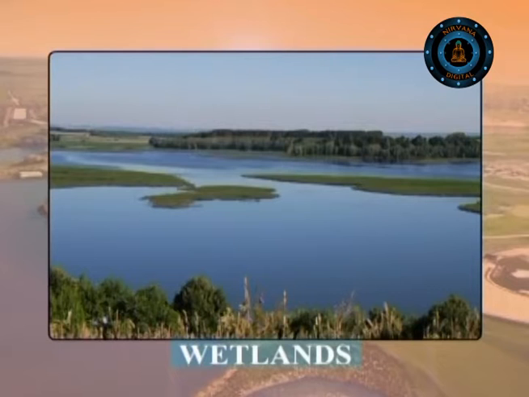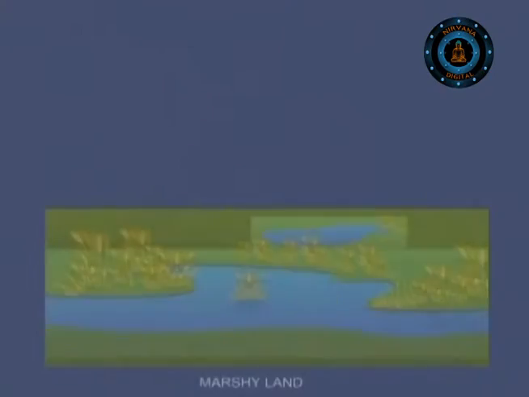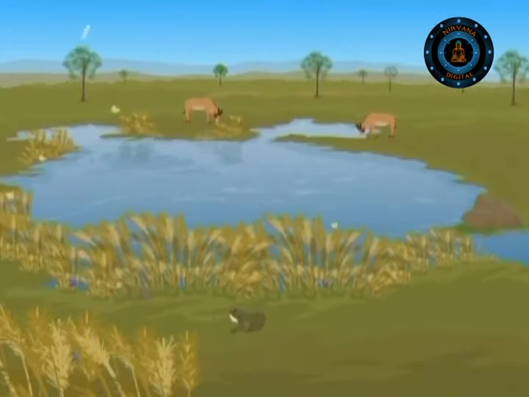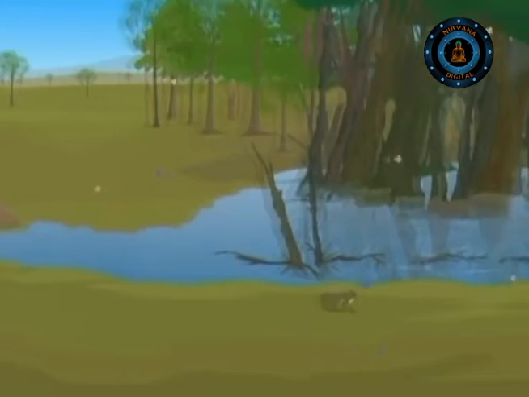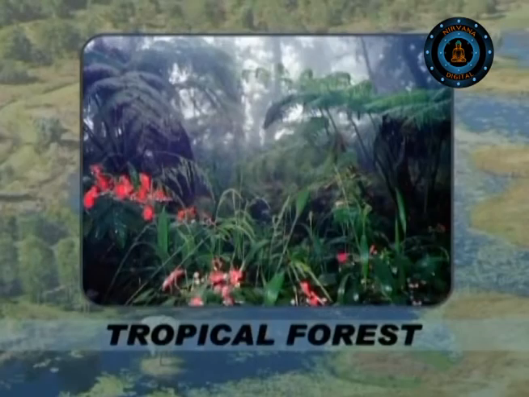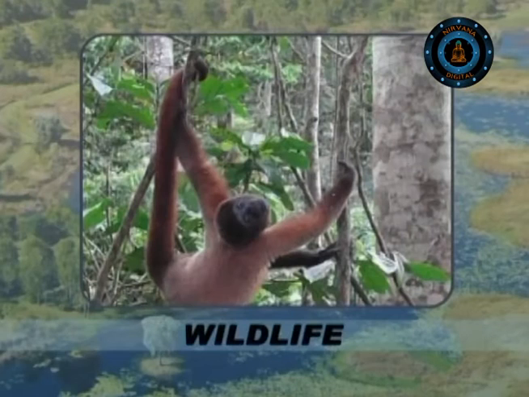These wetlands are classified into two categories, namely marsh and swamps. A marsh is a shallow water wetland and has small plants. If the shallow water is covered with trees, then it is called a swamp. Second to the tropical forest, the wetland biome is a safe haven for wildlife.